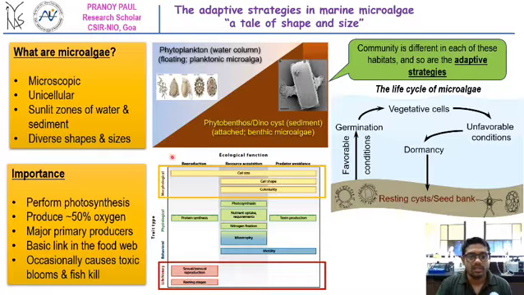The best way to study their adaptive strategies is through traits, which help them in their ecological functions like reproduction, resource acquisition, and predator avoidance. For this study, I have focused only on the morphological part. The life cycle of microalgae forms a vegetative cell in the water column. Later on, during unfavorable conditions, it forms a dormant stage and settles in the sediment, and later on again it germinates and comes back to the vegetative cell.